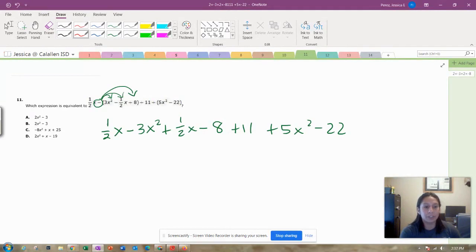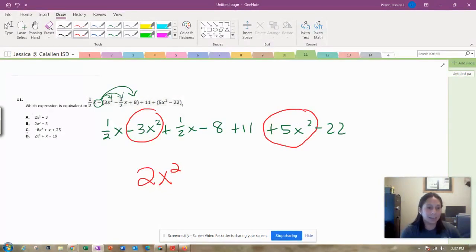Next, looking at my answer choices, I see that it has x squared first. So I'm going to go look for all the x squared in the problem. So negative 3x squared plus 5x squared, that's 2x squared. So going back, it cannot be C.